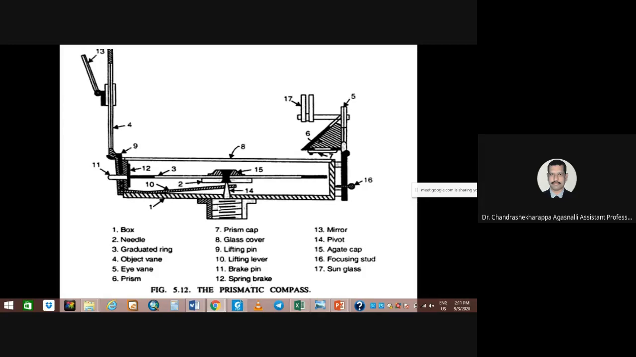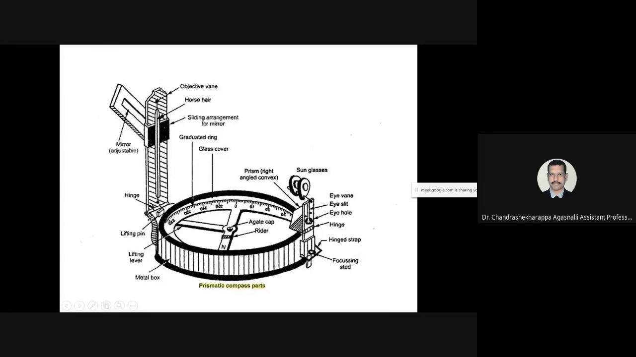There are needle, graduated ring, object vane, prism, and this lever. And there is a spring and the mirror will be there, and this is a typical part. So let's go to the next slide now. Here you can see the prismatic compass parts. This is an adjustable mirror, and it's called the objective vane here. On top of that, the horseshoe and glass, and this is the graduated circle, and here it's the focusing.